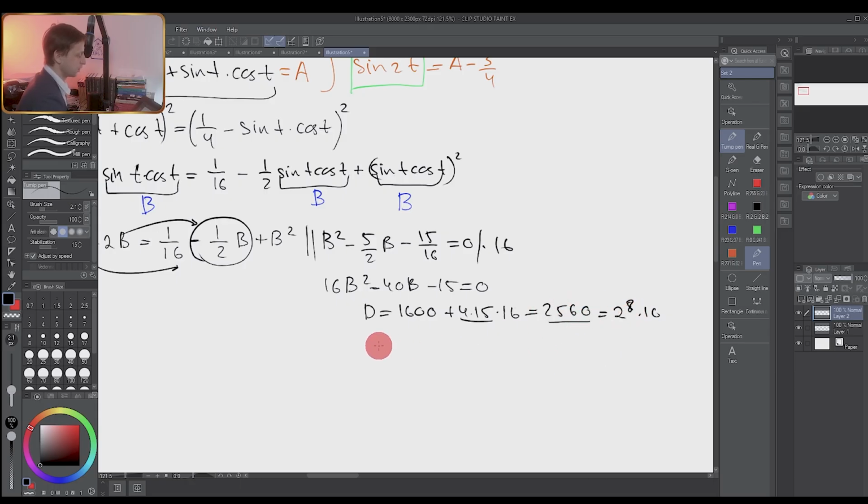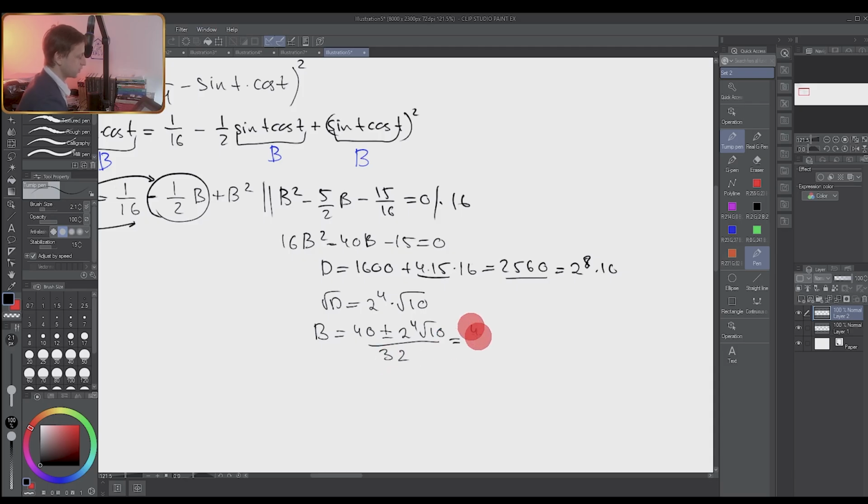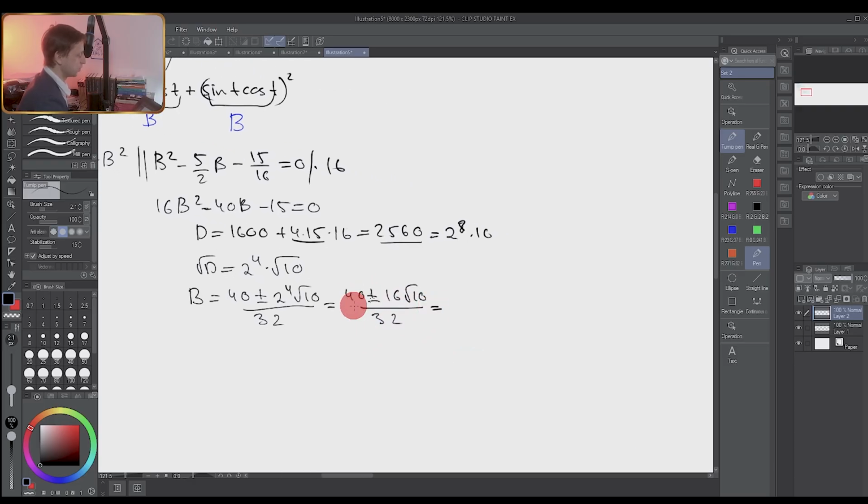But here is a good situation, and square root of d equals 2 to the power of 4 times square root of 10, which is great. So now b equals 40 plus minus 2 to the power of 4 square root of 10 divided by 32. Okay, and here let's write it like this. 40 plus minus 16 square root of 10 divided by 32. Immediately you can notice that it makes sense to divide everything by 8. So we will have 5 plus minus 2 square root of 10 divided by 4.